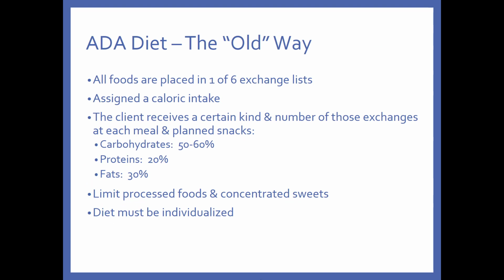The old method for diet management for diabetes is what we call the ADA diet. And what they did with this was they placed foods within one of 6 exchange lists. And all of these exchange lists were assigned a specific caloric intake. And so the patient could receive a certain kind and number of each of those exchanges at each meal and snacks that are planned throughout the day. And they kind of broke it down between carbs, proteins, and fats and what percentage that they could have. So you can see here for each category what they could have percentage-wise. Along with that, they also recommended limiting processed foods and concentrated sweets to help with diet management, and that, of course, it needs to be very individualized.